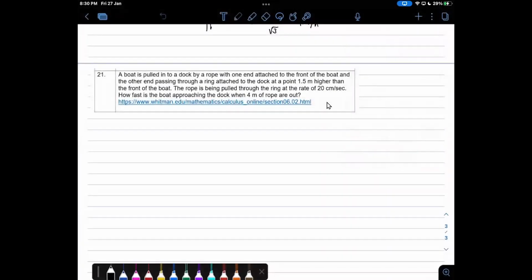Okay, stop share, go back to iPad. Give me a second to share my screen. Okay, and done. Can you see the screen?